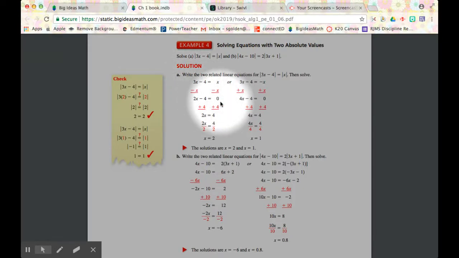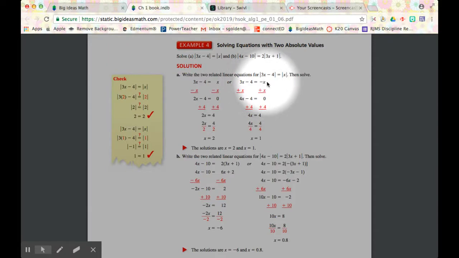So they have 2x minus 4 equals 0. Then they added 4 to the other side and got 2x equals 4. And then they divided by 2 to solve for x to get x equals 2. Okay, now on this other side, again, I don't agree with which x they moved, but we'll follow what they did since it's worked out here.